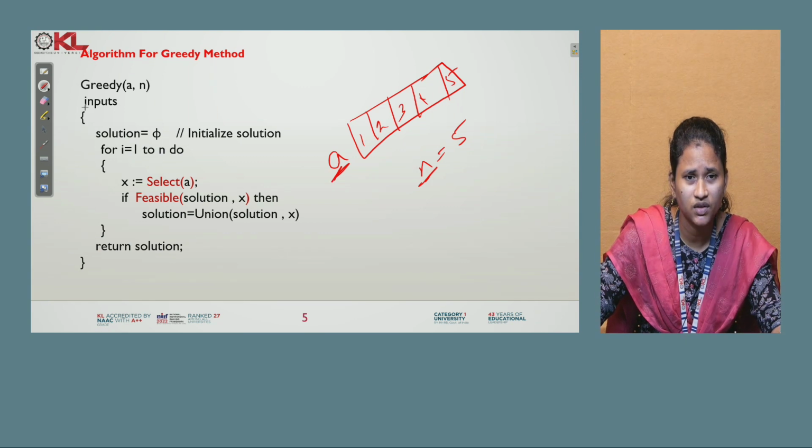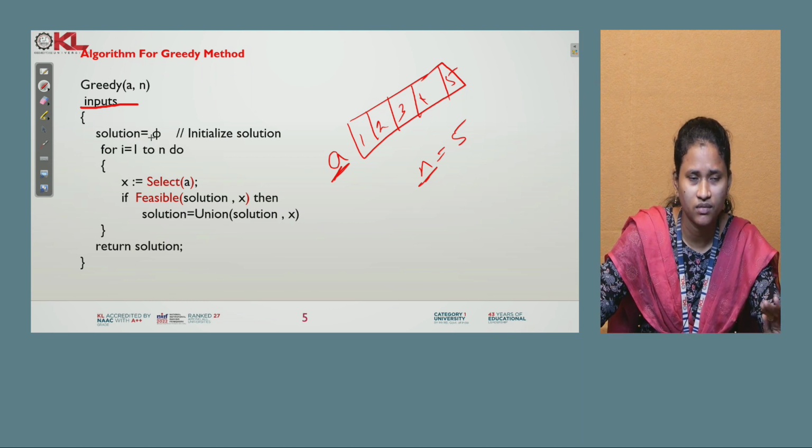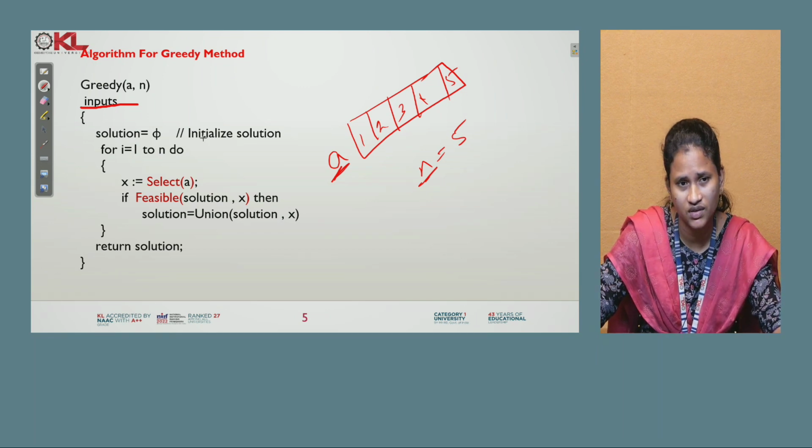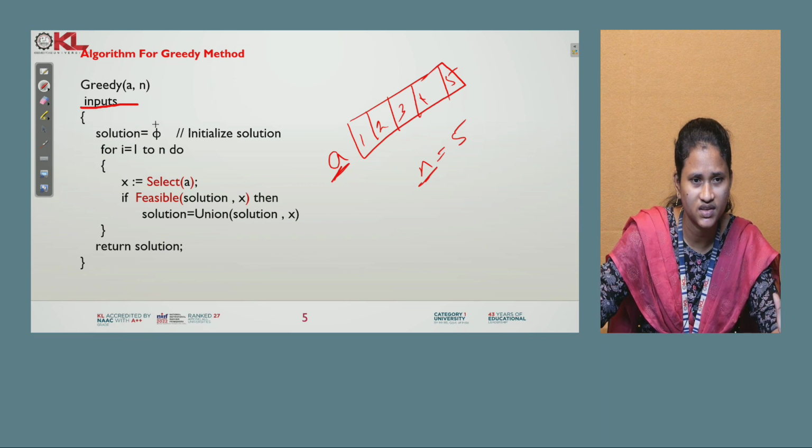Okay, so this is the input data, and then initially the solution set is null. No solution is there up to now. We didn't identify any solution initially. After identifying the solution, that solution will come under the solution set. Initially the solution set will be the null value, phi.